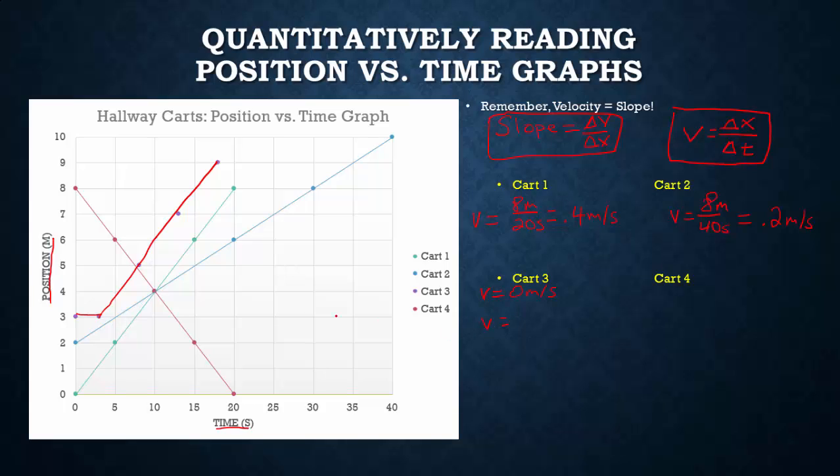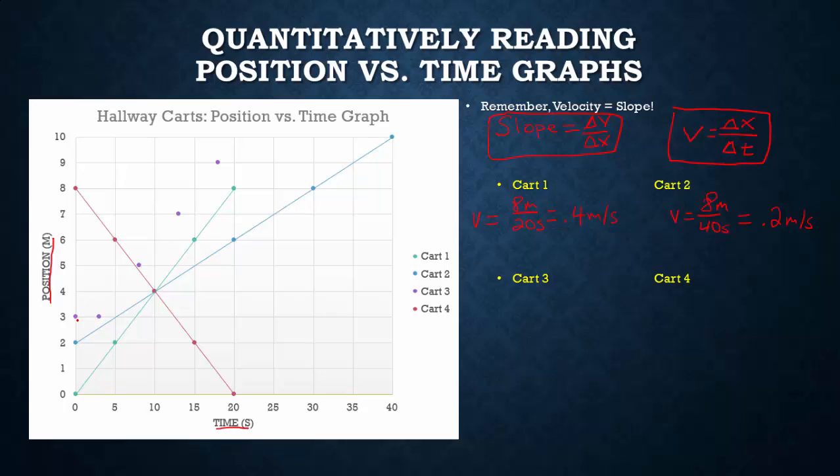Again, if I wanted to find the velocity for that second segment of motion, all I'm going to do is rise over run. The change in position of the cart is 6 meters over 15 seconds. Again, the velocity is going to be 0.4 meters per second. Now this makes sense because the slope is exactly the same as the slope for cart number 1. And if they have the same slope, they should be moving at the same velocity.